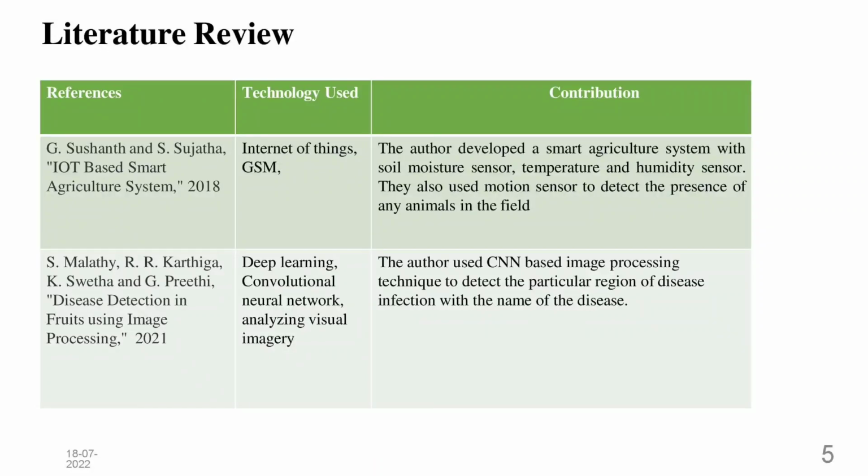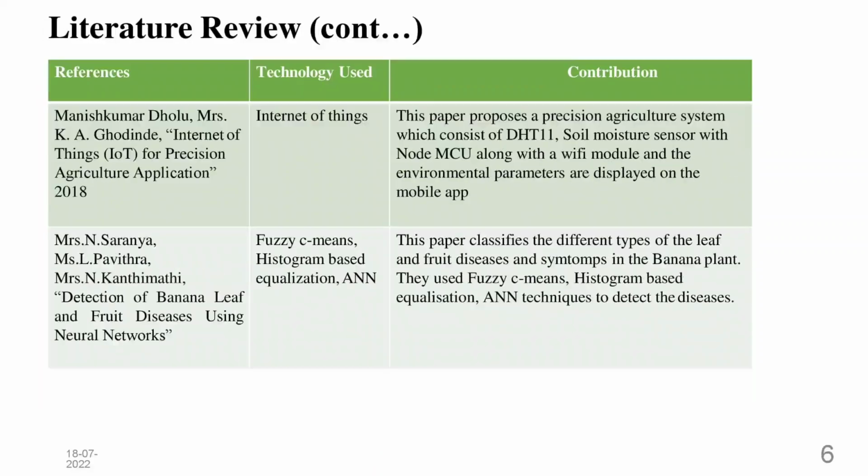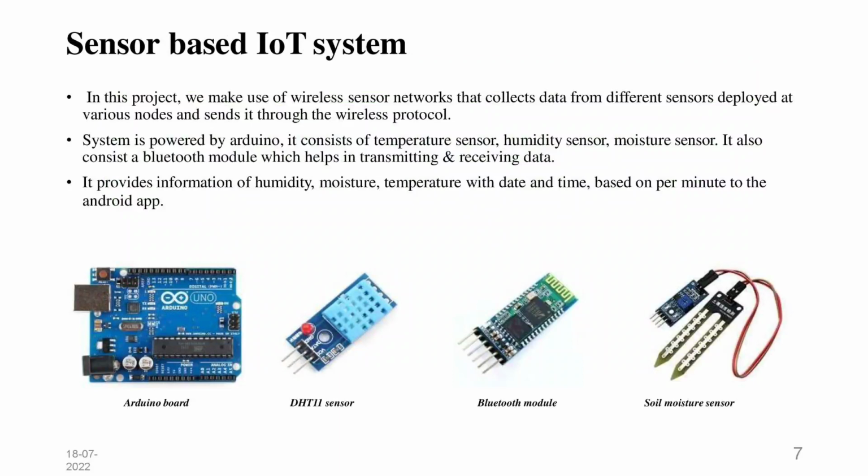We reviewed almost 15 literature research papers, and these four are our main research papers that we have followed during the project. Next comes designing of our sensor-based IoT system. In this project, we have used wireless sensor networks that collect data from different sensors, that is soil moisture sensor and DHT11 sensor, which is a temperature and humidity sensor. The system is powered by Arduino and the data collected from different sensors are displayed on our Android app.